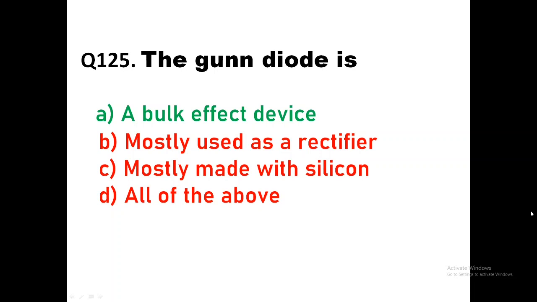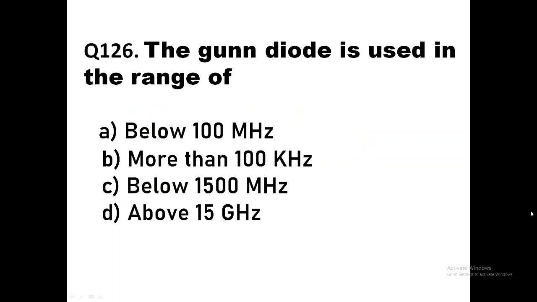Okay, then we'll go to question number 126. The Gunn diode is used in the range. Okay, it is obviously more than 100 kilohertz. So the frequency will increase, and the power also will increase because it is not working on any junction concept. It does not have a PN junction. So the answer here should be B, more than 100 kilohertz. The Gunn diode is used in the range of more than 100 kilohertz.